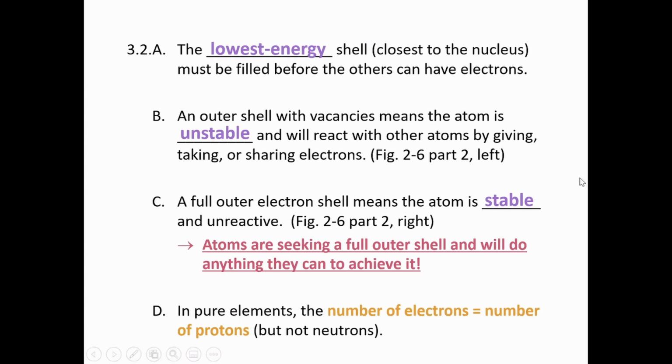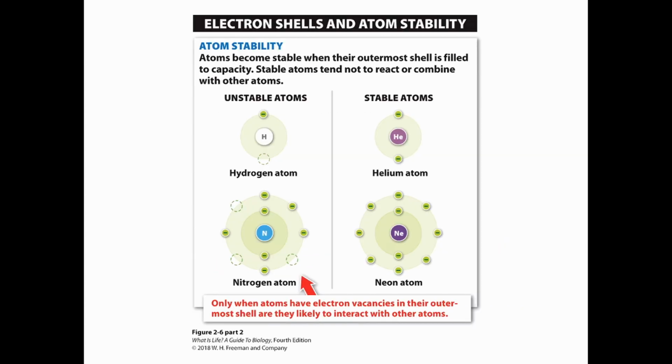When we're talking about pure elements, the number of electrons is the number of protons, not necessarily neutrons. The number of protons and electrons are going to equal each other. We'll talk about a couple instances where they don't, but in general, when we're looking at a pure element, electrons and protons equal each other in terms of numbers.